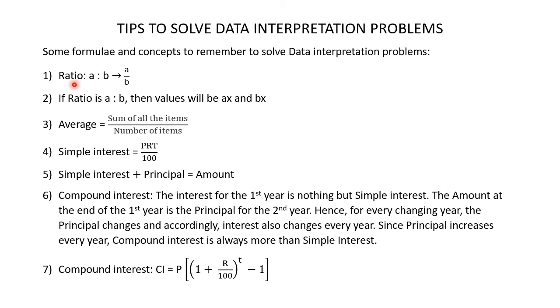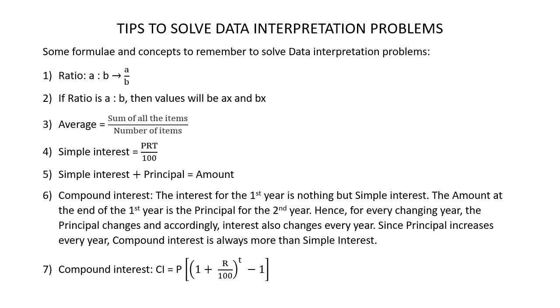Now you know that a ratio is represented as A is to B. This is nothing but A divided by B. Now if a ratio is A is to B, then the values will be AX and BX. Now let's move on to average. Average is nothing but sum of all the items divided by number of items.